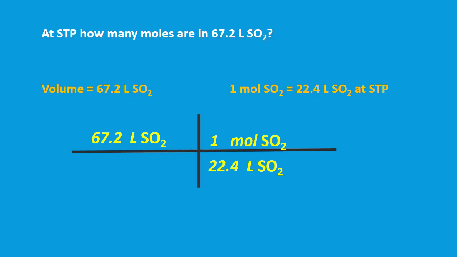Or when we look at it dimensionally, we use the conversion factor of 1 mole of sulfur dioxide over 22.4 liters of sulfur dioxide. Our liters of sulfur dioxide will cancel, which leaves us with moles of sulfur dioxide. And we take 67.2 divided by 22.4, and that gives us 3.00 moles of sulfur dioxide.